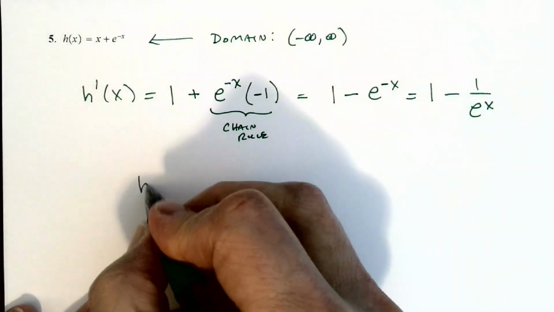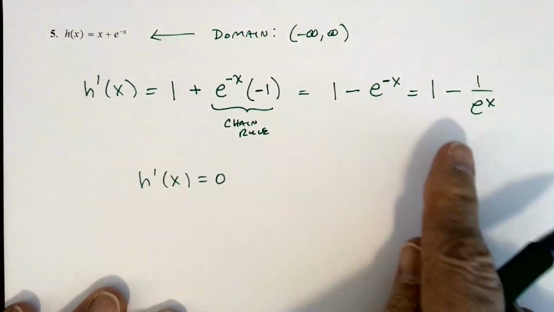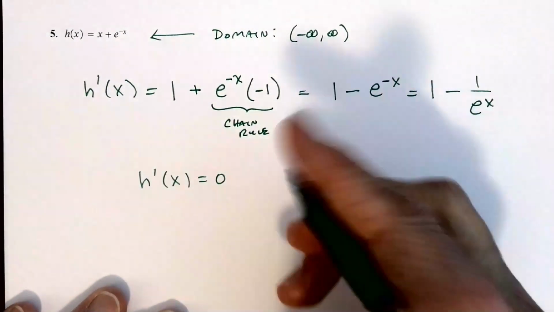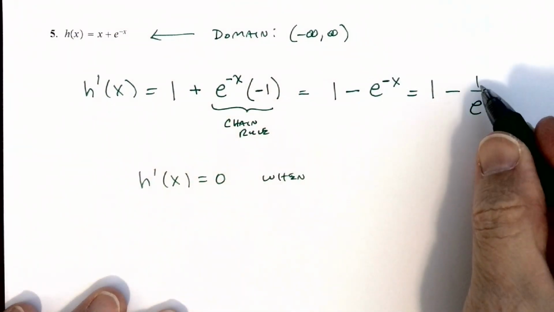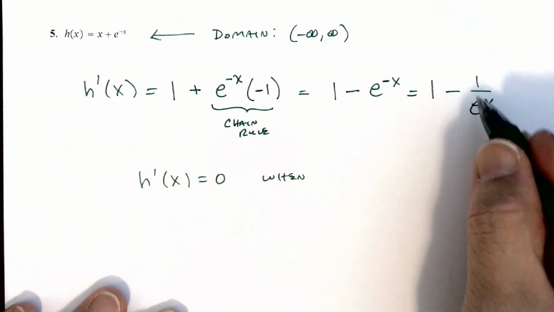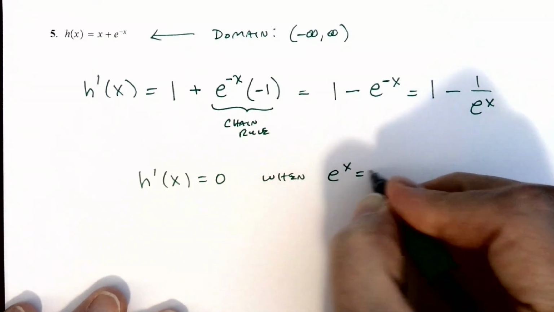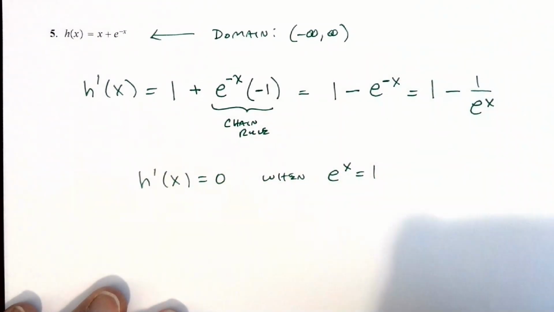So when is h prime of x equal to 0? When is this thing going to be equal to 0? Well, 1 minus what is 0? 1 minus 1. So it's going to be 0 when 1 divided by e to the x is 1, right? Or when e to the x is equal to what? 1. If e to the x is equal to 1, what do I have here? 1 minus 1, I get 0.